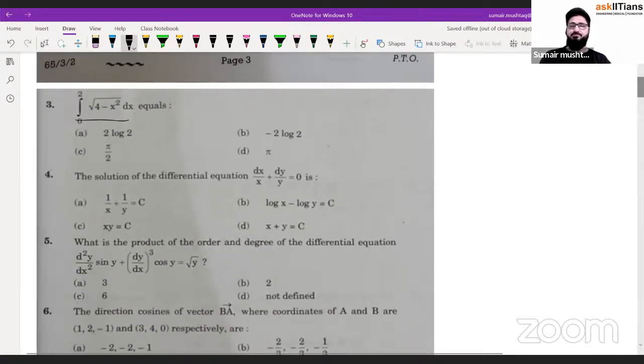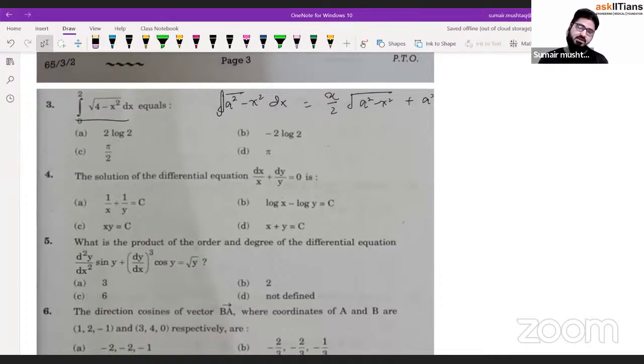Now, this is a simple property of your integrals. If you have the integral of root of a square minus x square, how do you get its integral? Simple formula based questions, guys. Come on, tell me how to get this. This is equal to x by 2 times root of a square minus x square plus a square by 2 sine inverse x by a, isn't it? Plus constant of integration.